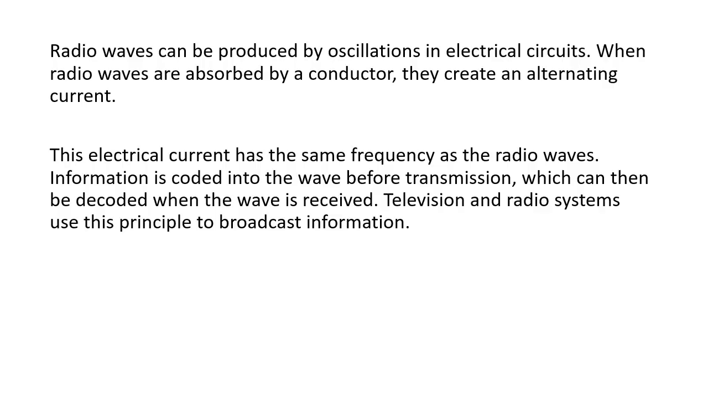Radio waves can be produced by oscillations in electrical circuits. When radio waves are absorbed by a conductor, they create an alternating current. This electrical current has the same frequency as the radio waves. Information is coded into the wave before transmission, which can then be decoded when the wave is received.